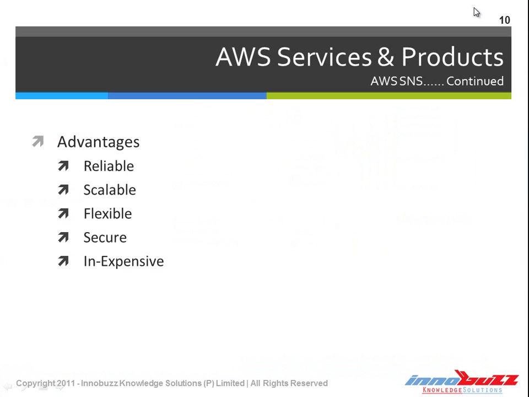Here are the advantages of using AWS SNS, Simple Notification Service. It is reliable since we run the application under AWS infrastructure, same as SES. It is reliable since all the requests that we send through it are handled by AWS, and it is scalable.